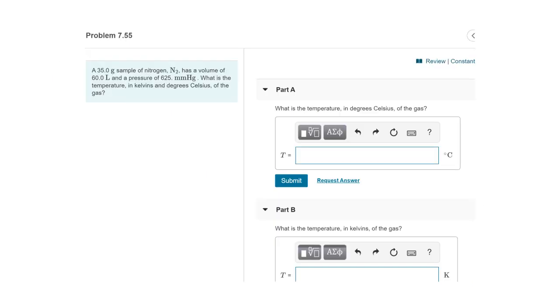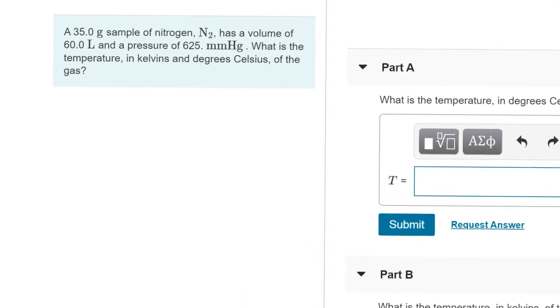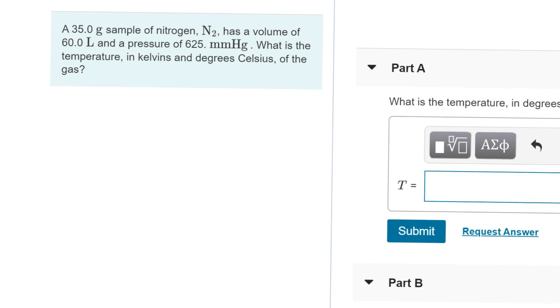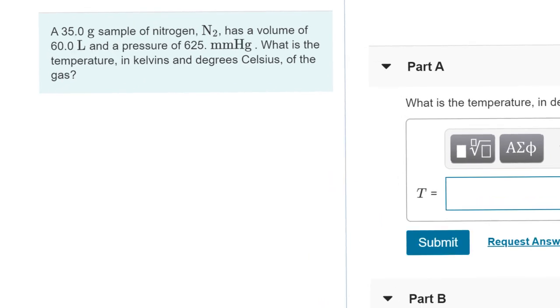Let's take a look at problem 755. A 35-gram sample of nitrogen has a volume of 60 liters and a pressure of 625 millimeters mercury. What is the temperature in kelvins and degrees Celsius of the gas? All right, I have no idea how I'm going to work this problem as I initially read it. The great thing about gas problems is you really don't have to. You just have to read and label what you come to.